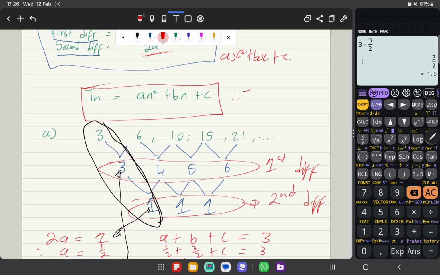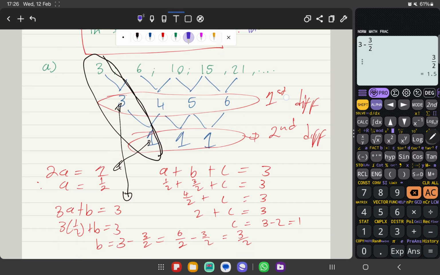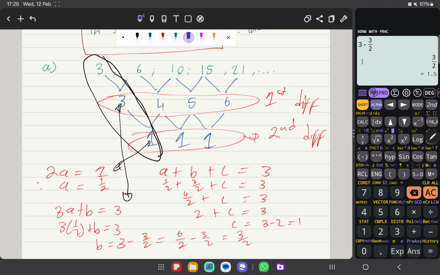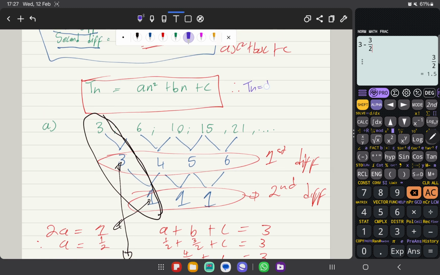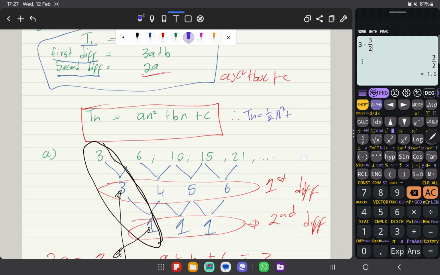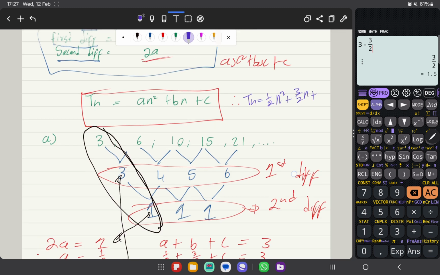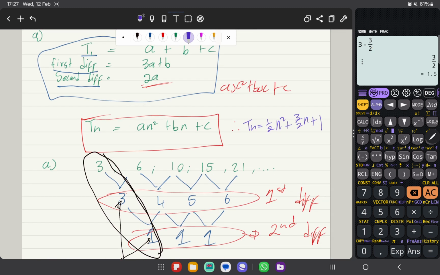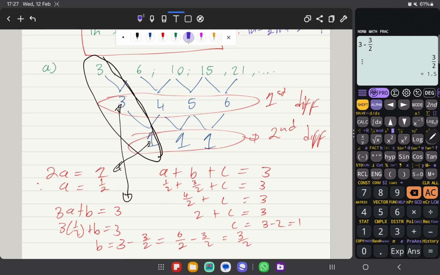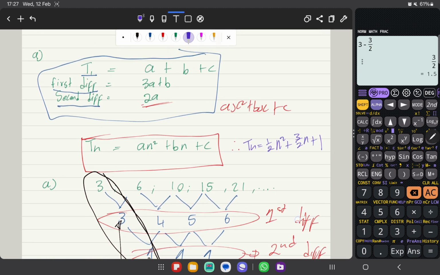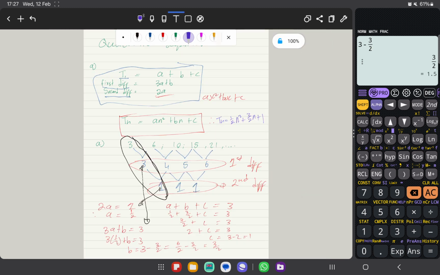Therefore, Tn equals a, which is half n squared, plus b, which is 3 over 2 n, and then c, which is 1, and then I'm done. You know what I'm saying? So that's just how we do it.